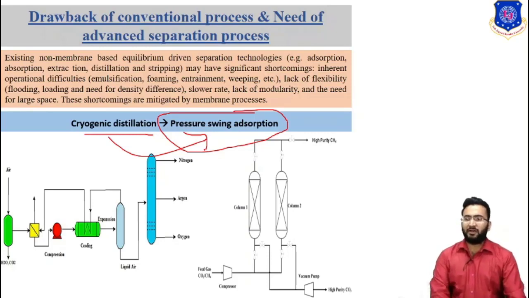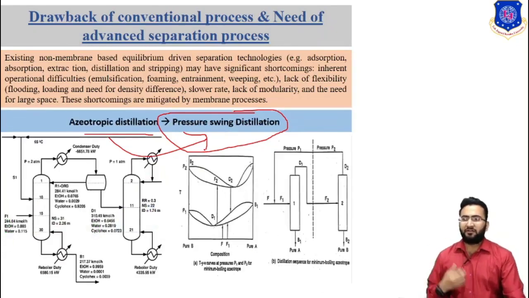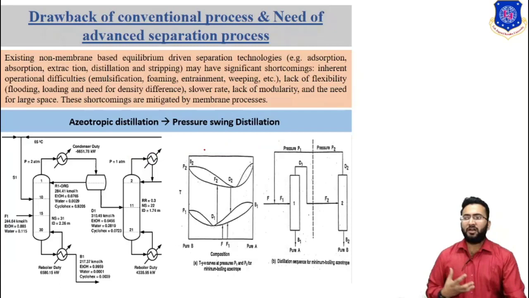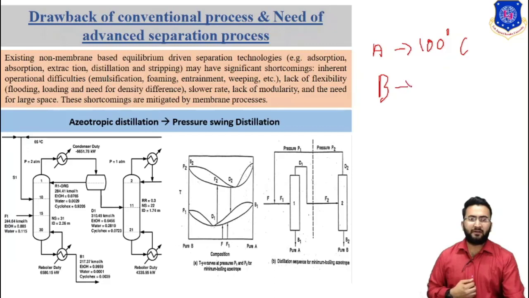Now let's talk about the next technique, which is azeotropic distillation, which is replaced by pressure swing distillation. Consider a case where the boiling points of two components are near each other. There is component A, whose boiling point is 100 degrees Celsius, and there is component 2, whose boiling point is 110 degrees Celsius.